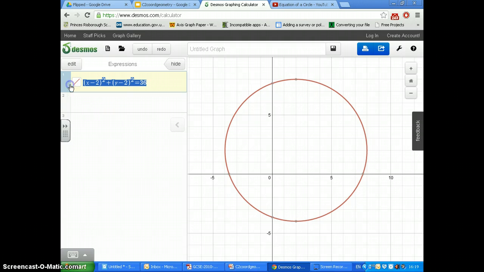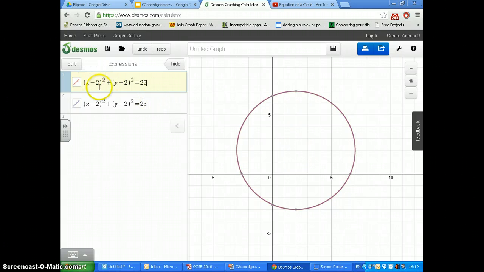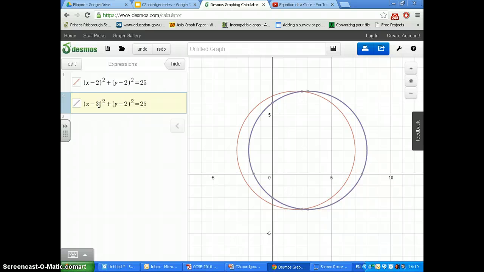I can show you that by copying that and pasting it here, and then if I change this down to 25, it's then got it there. So change this one back up to 25 as well. And so we're dealing with a circle with a radius of 5. Now what happens when you change one of these values? Instead of x minus 2, if we changed it to x minus 3, we can see that it's moved across. And hopefully you'll be able to realise, because this is x minus 3 and y minus 2, the centre of this circle is going to be at the coordinate 3, 2.